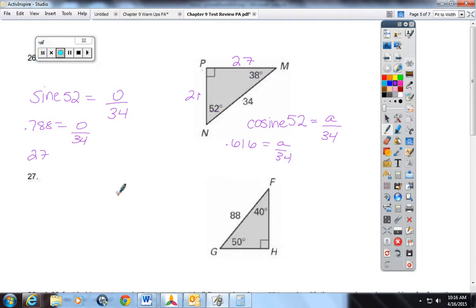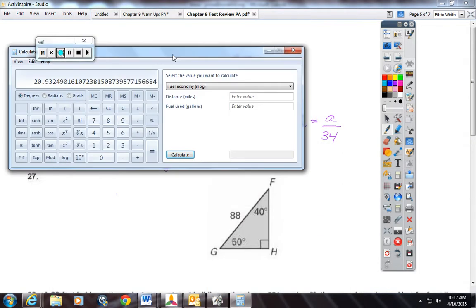Area equals base times height divided by 2. So I'm going to take 21 times 27 and divide it by 2. And it tells me to round to the nearest whole number, so that's going to round to 284.